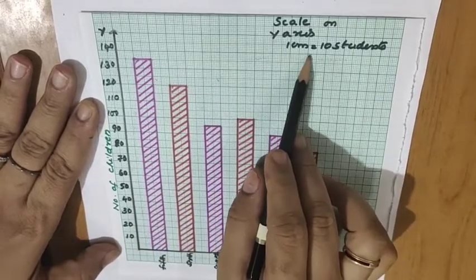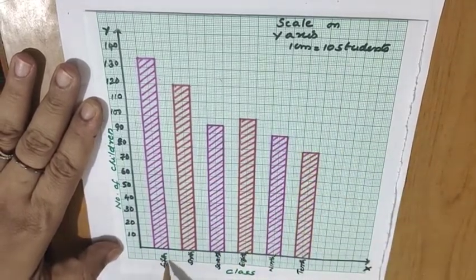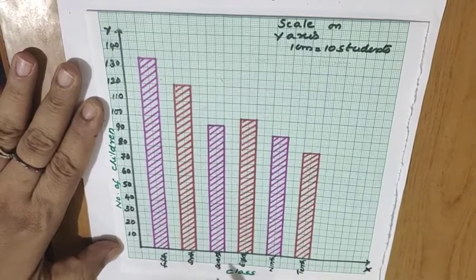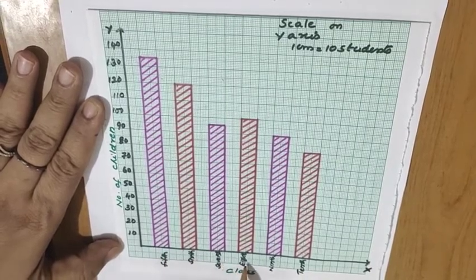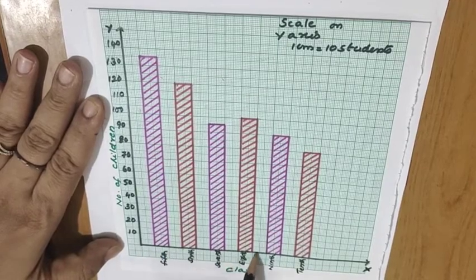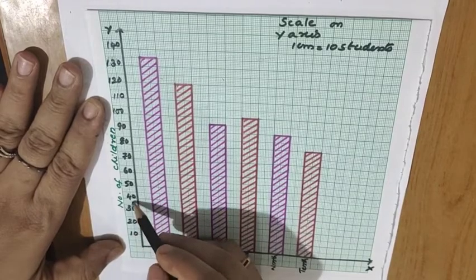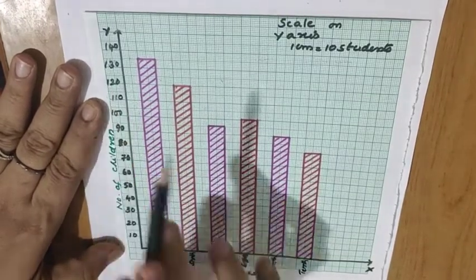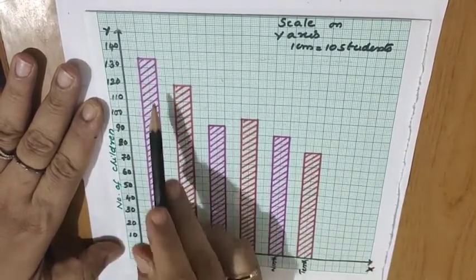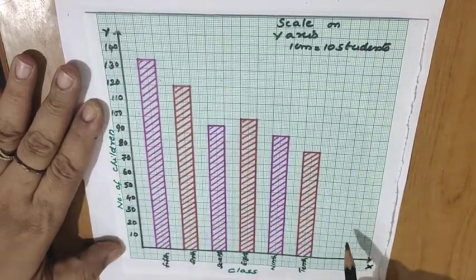So the scale to be chosen is already 1 centimeter equal to 10 students, and the classes will be represented on the x-axis. So 5th, 6th, 7th, 8th, 9th, 10th, and see the gap between them. It is always 1 centimeter only. And again the multiples of 10, 10, 20, 30 up to 140, we have marked. Now according to the frequency we have marked the bars also.